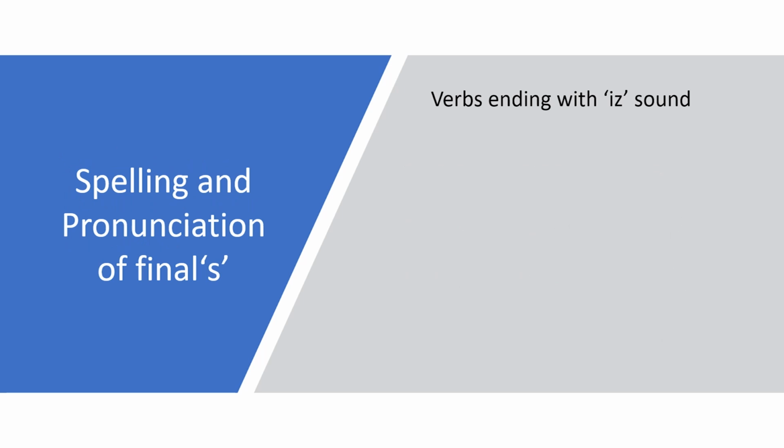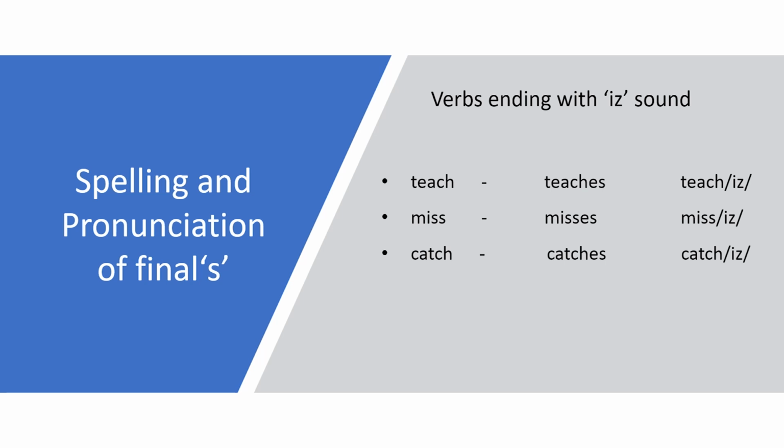Moving further, now we'll discuss the verbs ending with iz sound. Have a look at the screen first. The verb teach becomes teaches. The verb miss becomes misses. The verb catch becomes catches. Go becomes goes. And use becomes uses. As you can see on the screen, in the last two verbs, go and use, the verbs end with Z sound. Go becomes goes and use becomes uses.